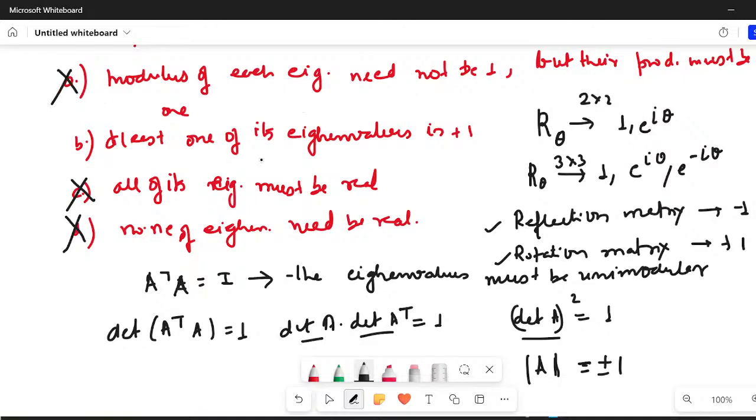The answer would be at least one of its eigenvalues is 1. At least one of its eigenvalues should be 1. I guess the answer should be B. So I think this is an easy question for you. That is why I have discussed eigenvalues and eigenvectors in detail for each of your special matrices, right? If you remember, we made a diagram also where we concluded our findings. Is that clear?